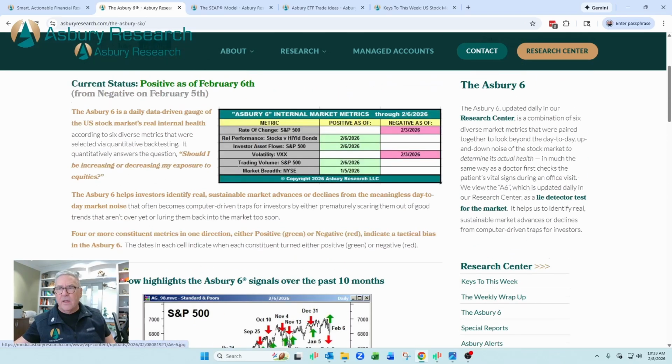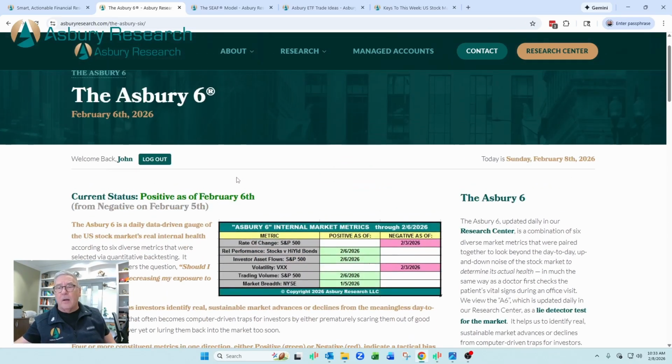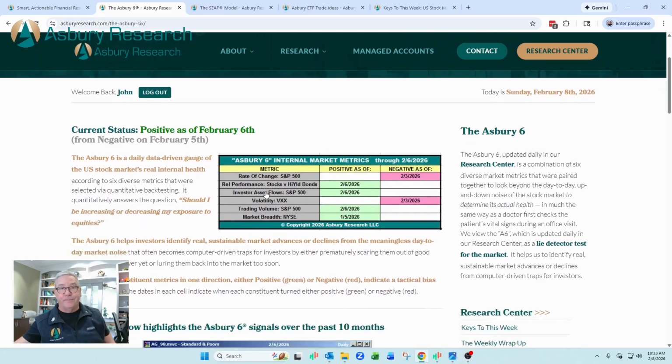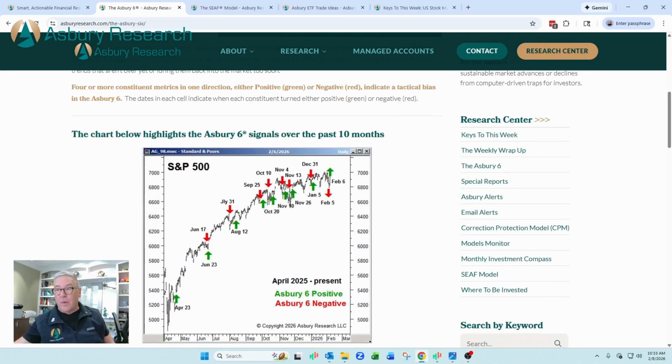And here it is. The Asbury 6 flipped to positive as of February the 6th. We had a wild reversal. On February 5th, when the market was weakened and down at the bottom of the trading range, it went to risk off. After the close on Friday, where the market was up 130, 135 points for the day, it went back to risk on.